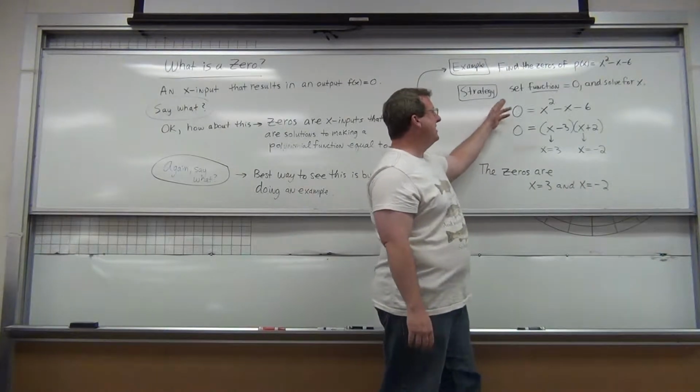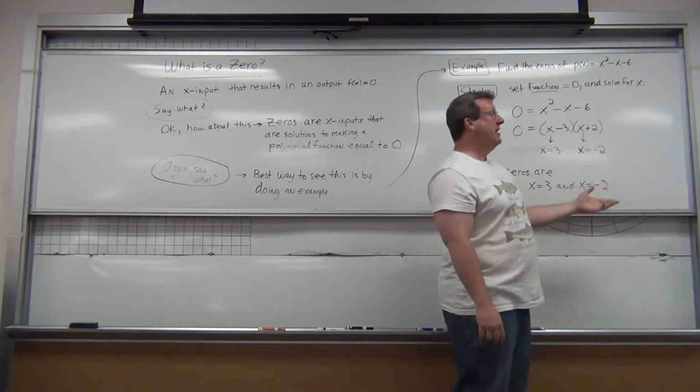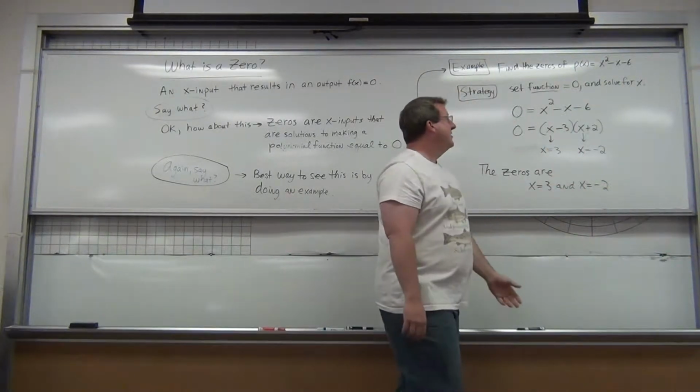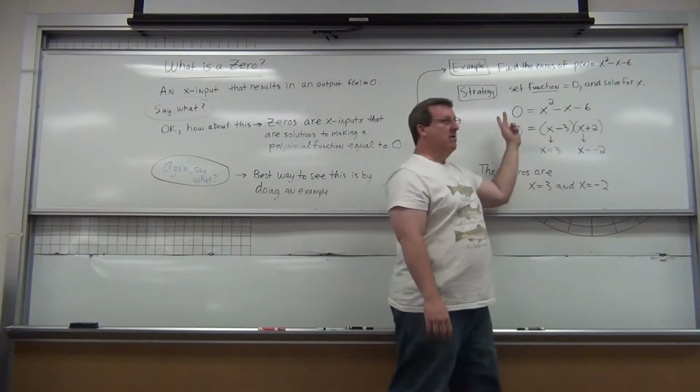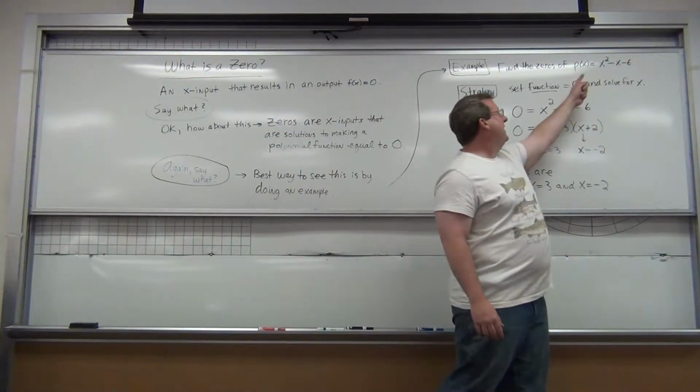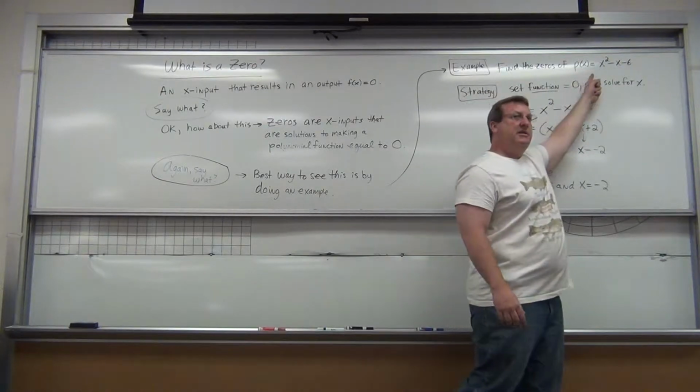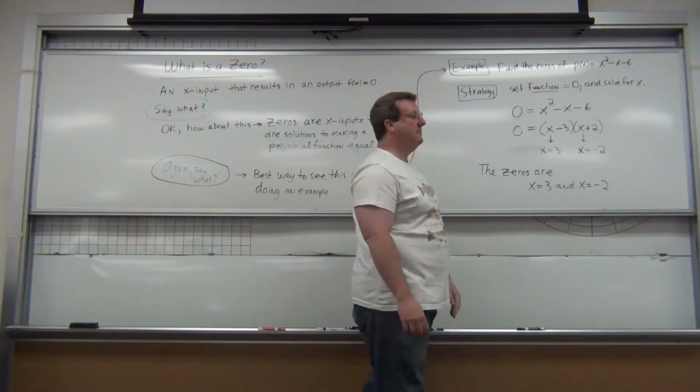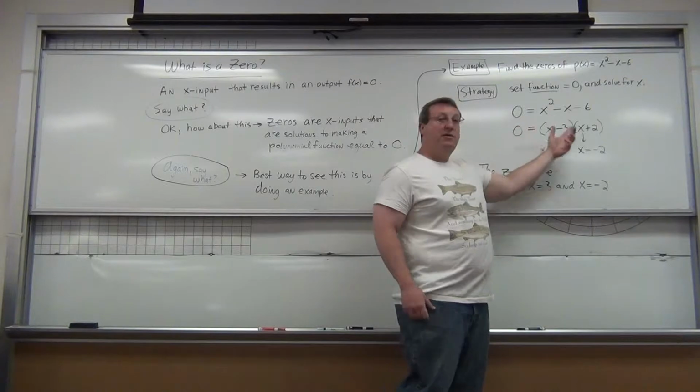So here's our strategy. What we want to do is set this function equal to 0 and solve for x. So p of x now becomes 0. We're going to try to find the x value that when we plug it into the function adds up to 0. So what's a way to solve a quadratic equation?